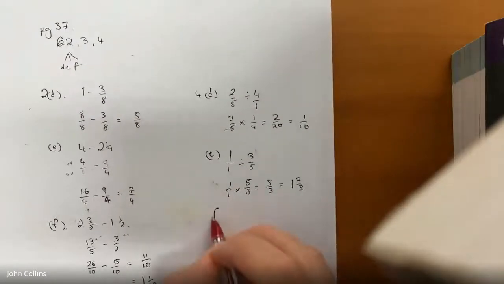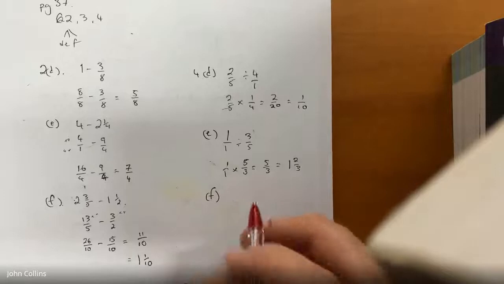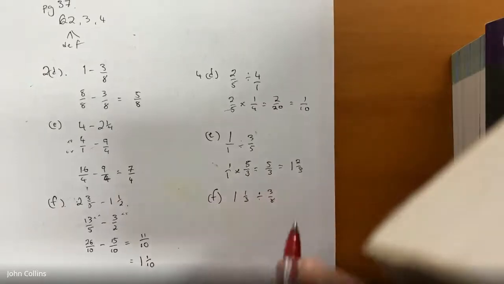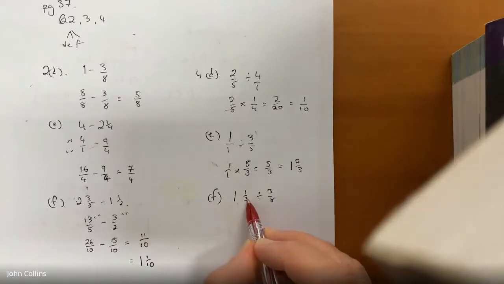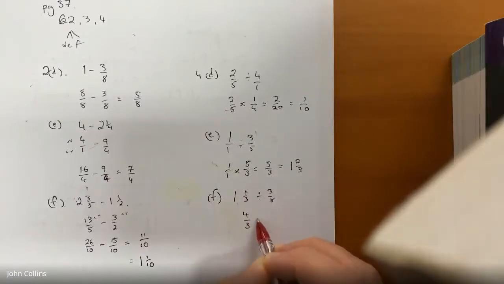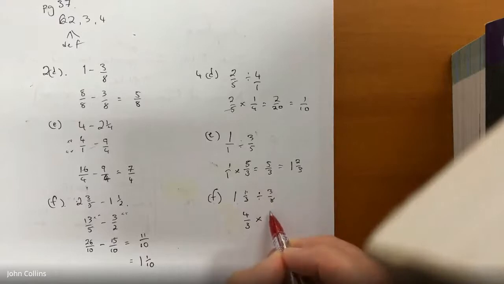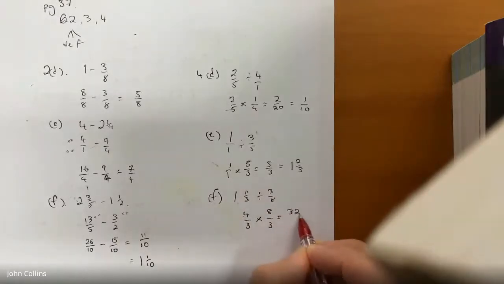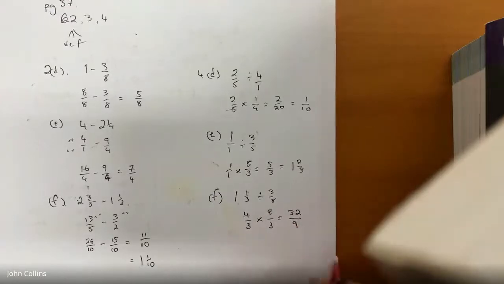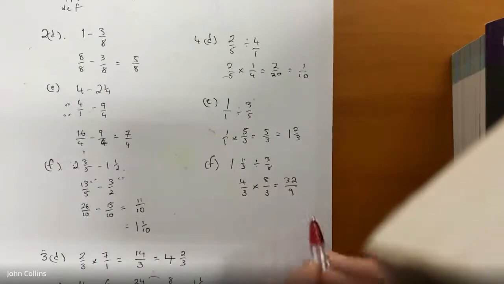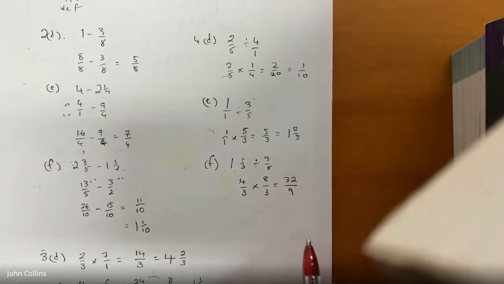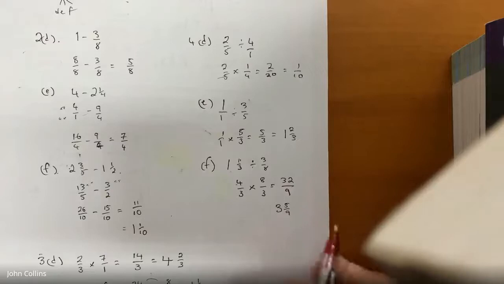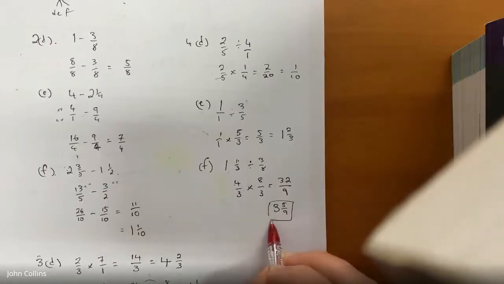And the last question we have to do is part F. 1 1/3 divided by 3/8. 1 1/3 is going to be 1 times 3 is 3, add 1, so that's 4 over 3 multiplied by, flip this one, 8 over 3. 8 times 4 gives 32. 3 times 3 gives 9. Turn that back into a mixed number. 9 fits in 3 times into that, and 5 ninths. So 3 and 5 ninths is the final answer there.